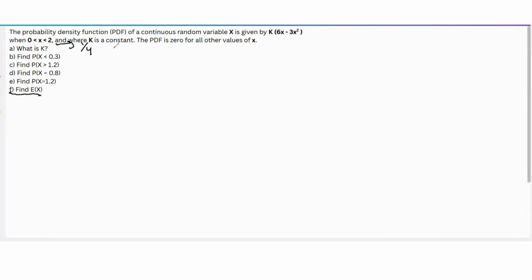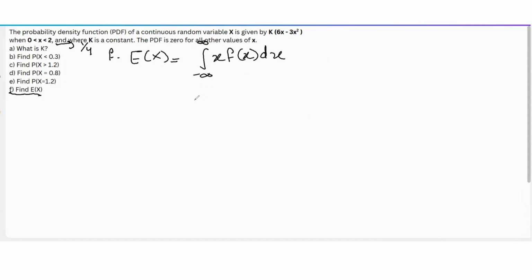So for part F, we know the expected value of x for any continuous random variable x is just the integral from minus infinity to infinity of x times the PDF dx, right? So this is how we find the expected value for any continuous random variable x. We just integrate x f(x) from minus infinity to infinity.